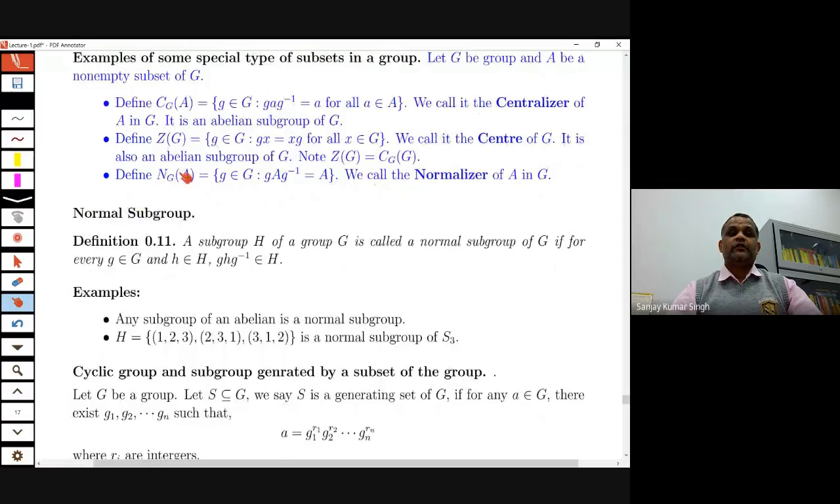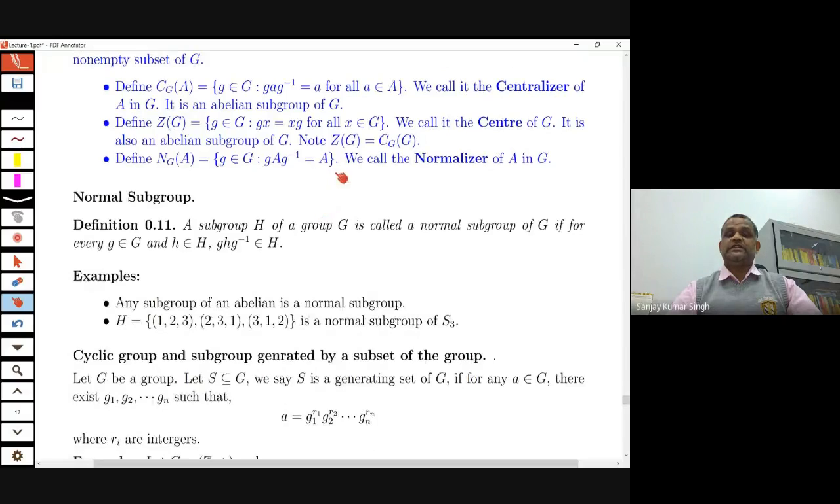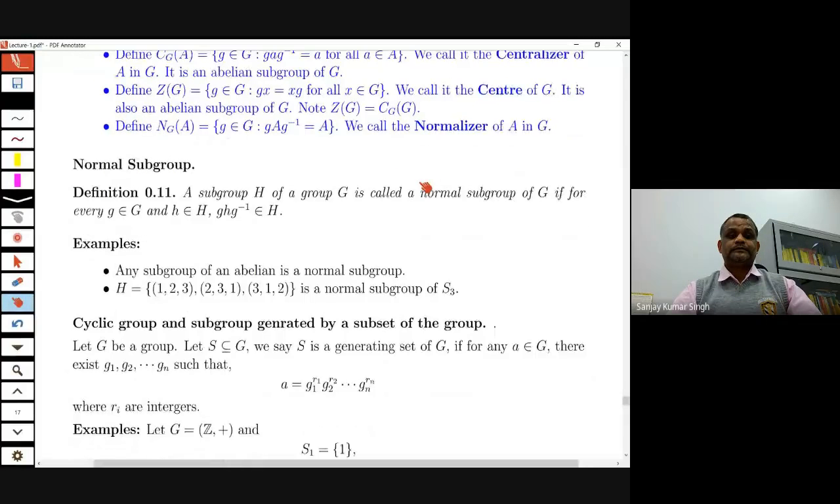And we also define something called N_G(A), which is called the normalizer of A in G, which is all g in G such that after applying g inverse on the set, we get the set back. We can check this in the tutorial if there is any doubt. And these are actually not just subsets. These three form subgroups of G.